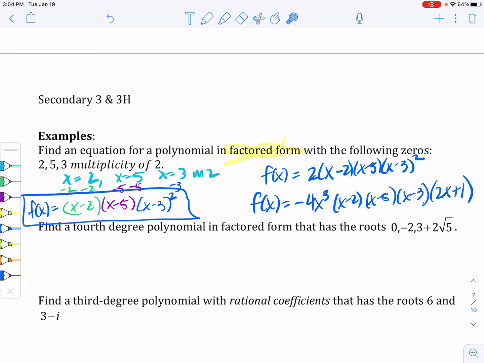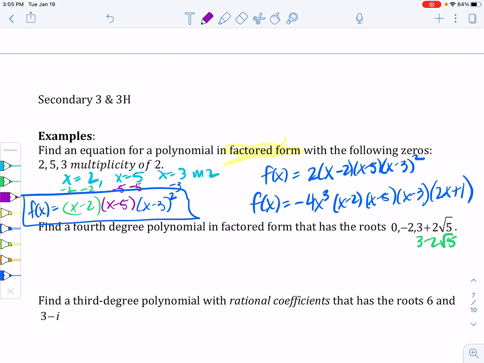If we look at the next example, this one is more specific because it says find a 4th degree polynomial in factored form that has these roots. So this one didn't tell us what our degree was. This one specifies the degree, so we only have 4 zeros that we can have. So we have 0, negative 2, and 3 plus 2 root 5. Well, if I have 3 plus 2 root 5, that means I also have 3 minus 2 root 5 because of our conjugate theorem. So I know I have this additional zero in addition to this one.